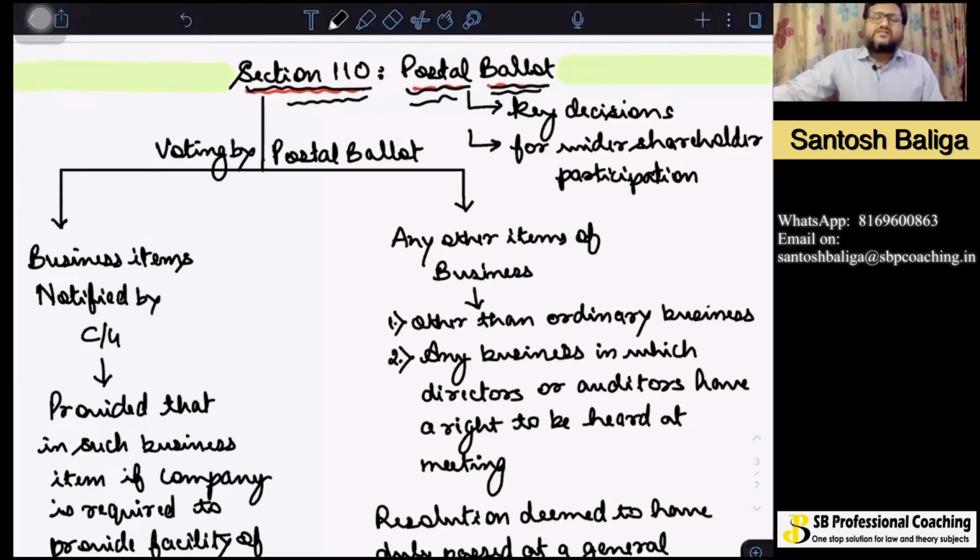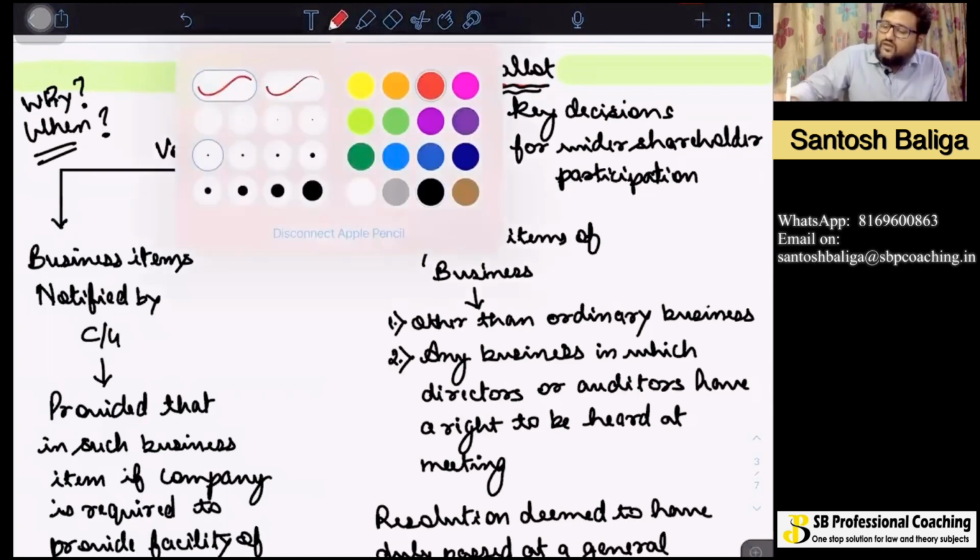Let us get into understanding now. When do we require to conduct voting by postal ballot? So, our next question is when. We have already answered why. Now we have to answer when. When do we have to conduct voting by postal ballot? So let us understand it with the help of this particular chart. Voting by postal ballot.